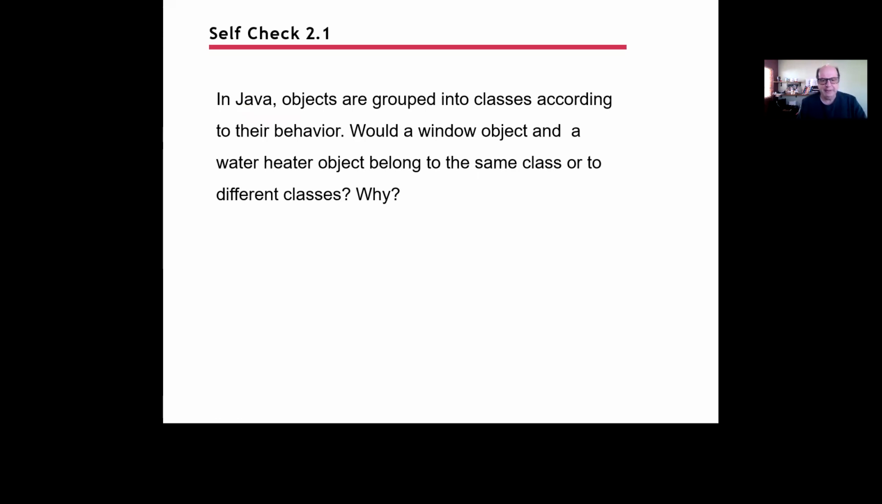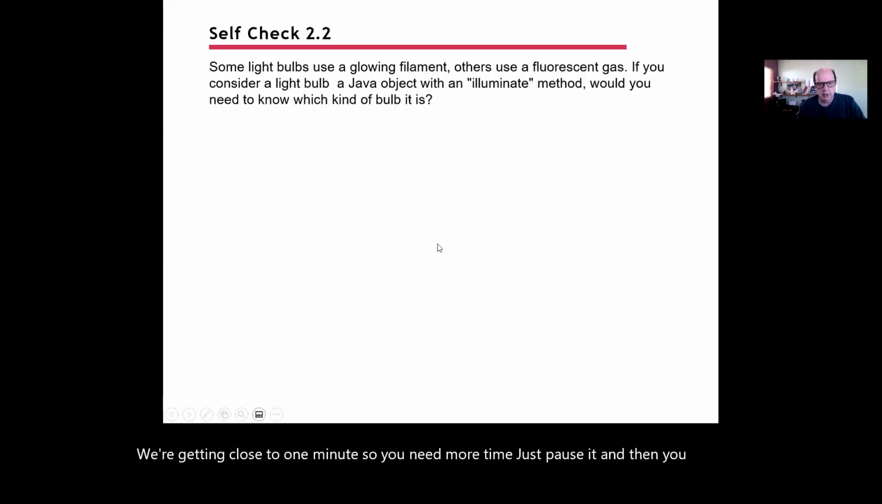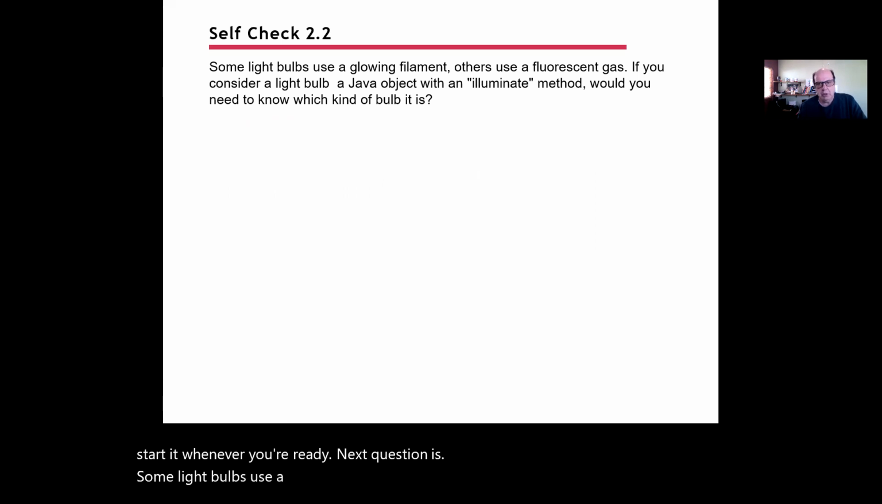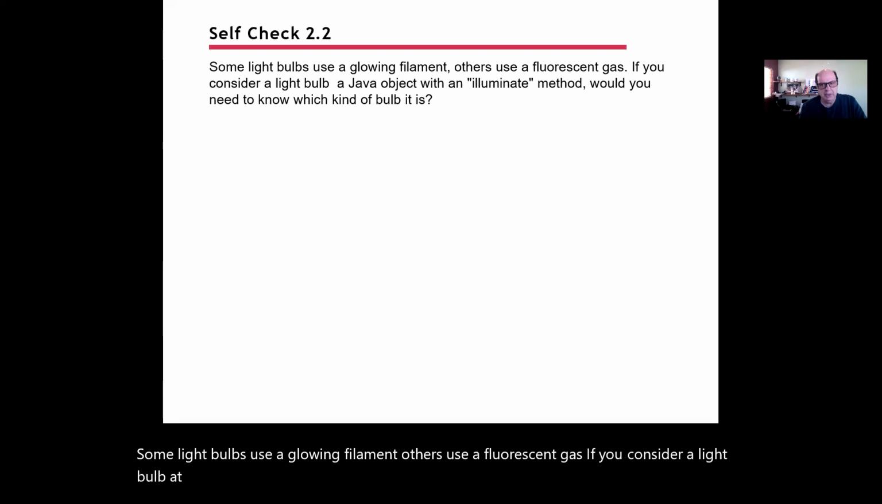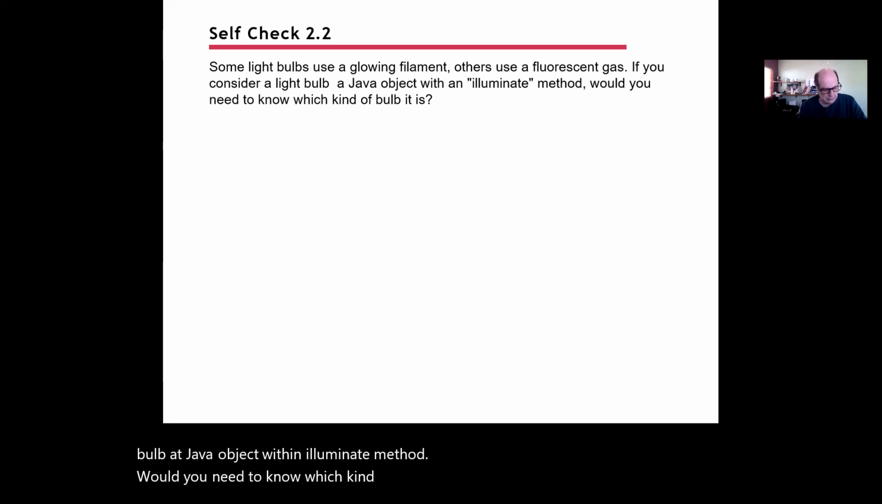Okay, we're getting close to 1 minute. If you need more time, just pause it and start it whenever you're ready. Next question: some light bulbs use a glowing filament, others use a fluorescent gas. If you consider a light bulb a Java object with an illuminate method, would you need to know which kind of bulb it is? I'm going to start this again. Think about it. Write it down somewhere.